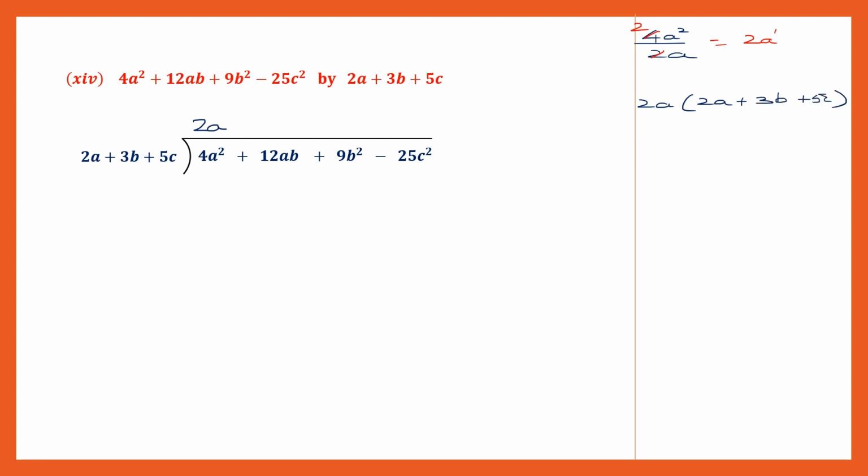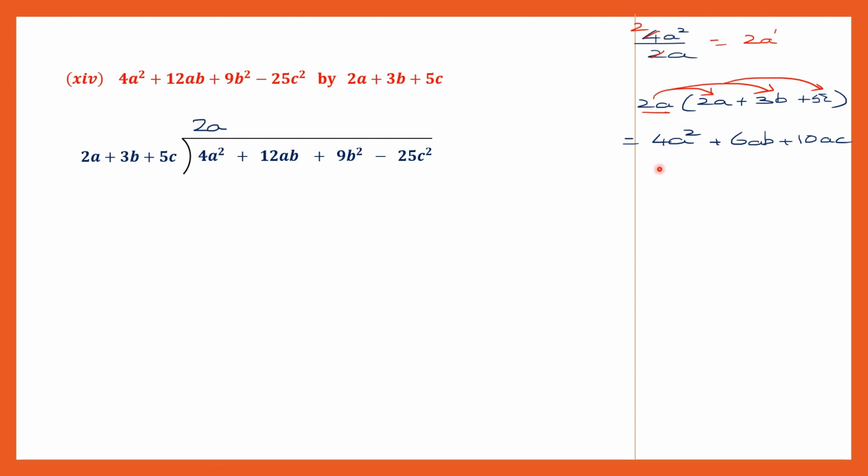So let's multiply 2a first into 2a. 2 2s are 4 and a into a is a square. Now we multiply 2a into 3b. The sign is plus. 2 3s are 6. A into b is ab. Then we multiply that into 5c. The sign is plus. 2 5s are 10. A into c is ac.